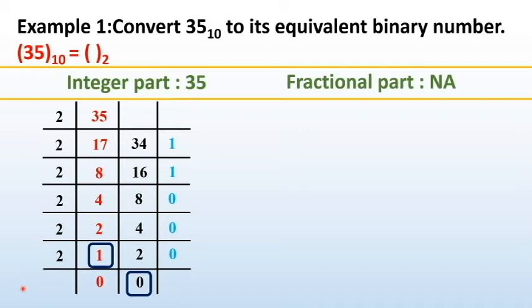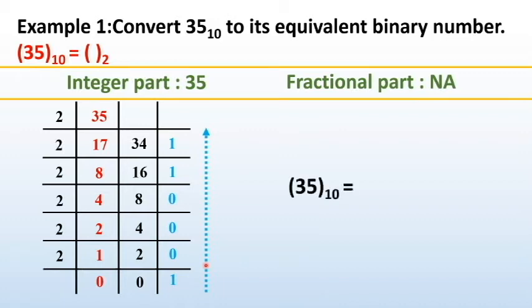So finally we have reached the state where we have got the quotient as 0, and we have noted down all the remainders after every division. So we will write these remainders from bottom to top. So we get 35 in decimal is equivalent to 1000011 in binary.